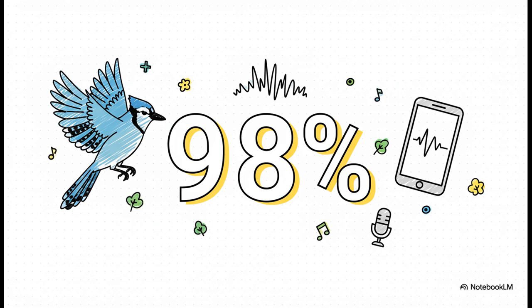In literally a fraction of a second, the system comes back with a classification and an incredibly high level of confidence. It didn't just hear a bird. It knows, with 98% certainty, that it just identified the call of a blue jay.